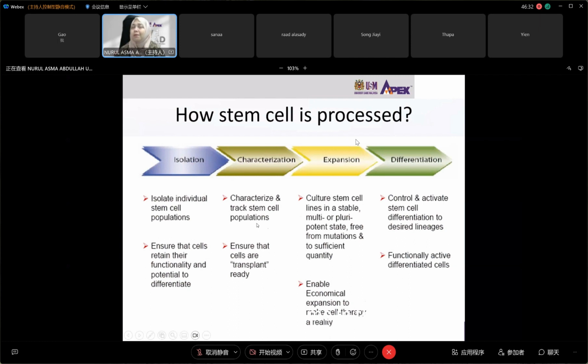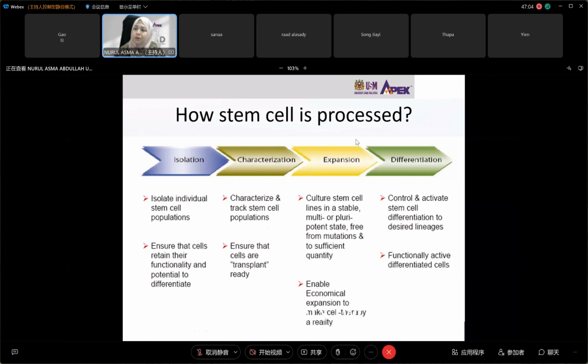Most of the time in the lab, like what we did in our lab, we will do surface marker characterization by looking at the specific stem cell markers. For example, CD105. For hematopoietic stem cells, they should have CD41, CD42.